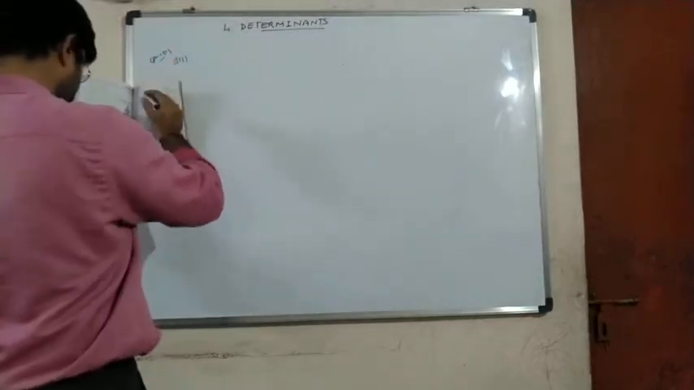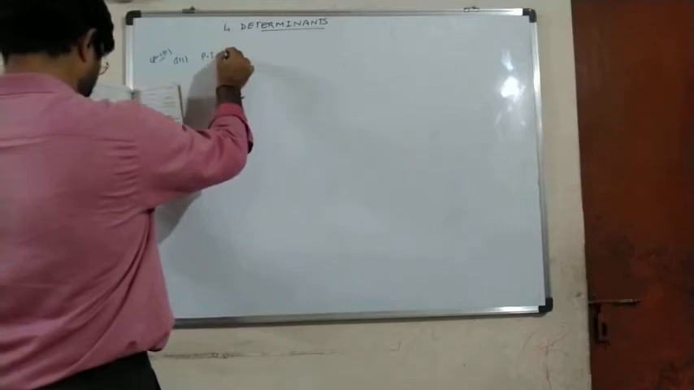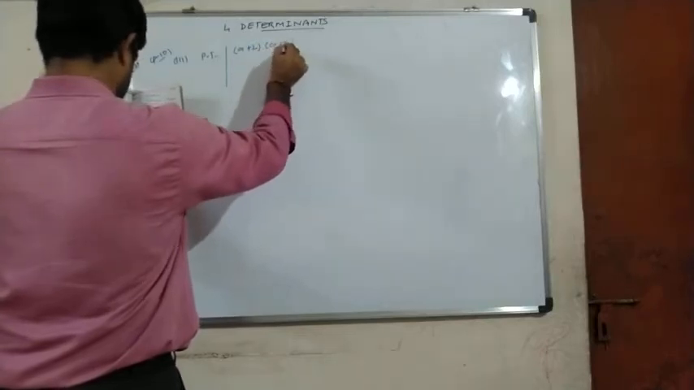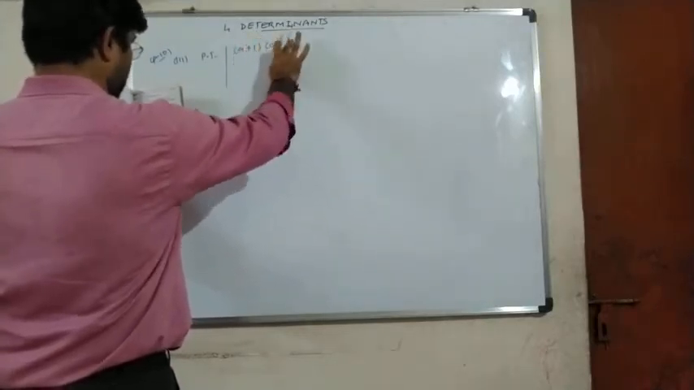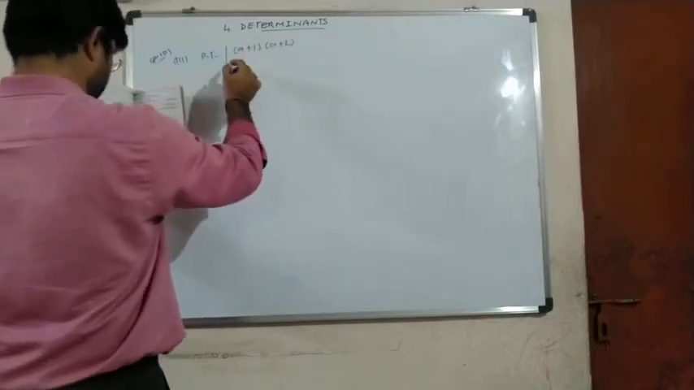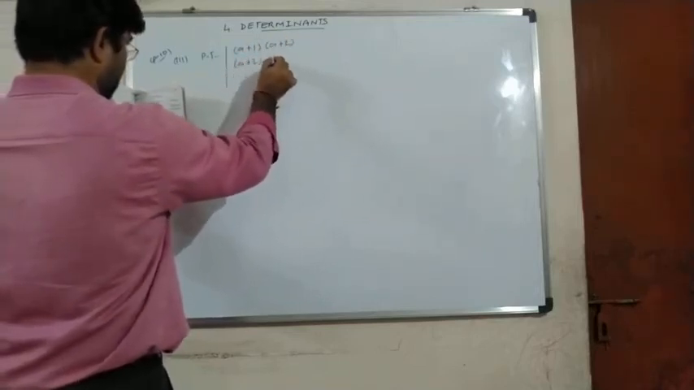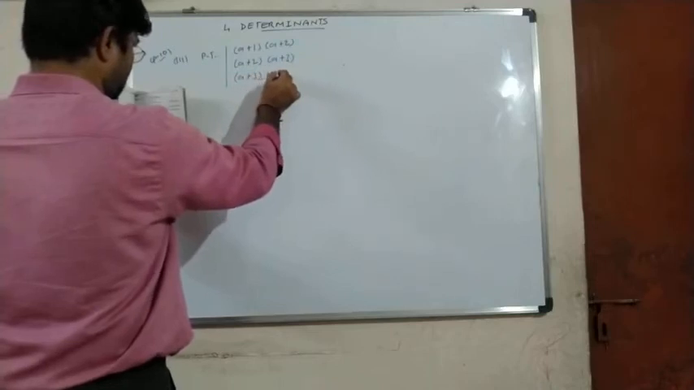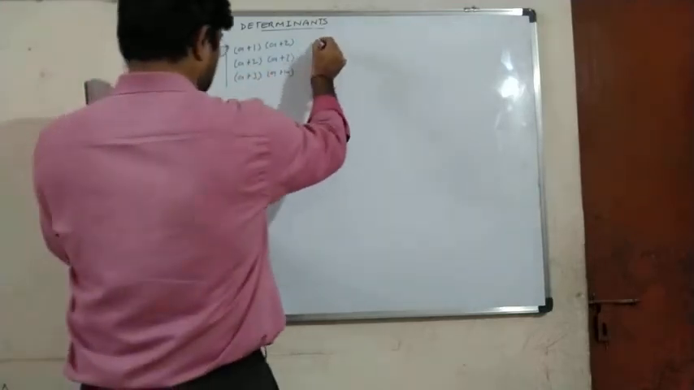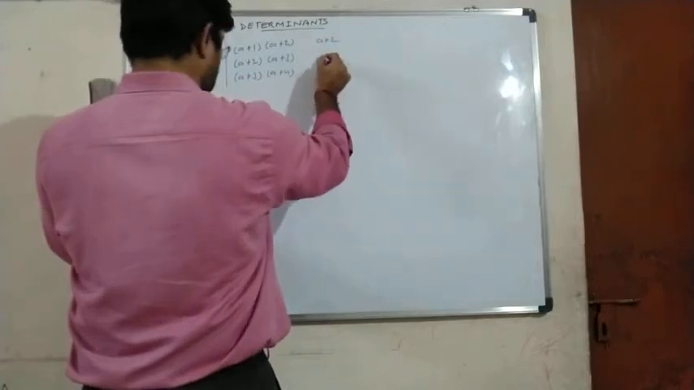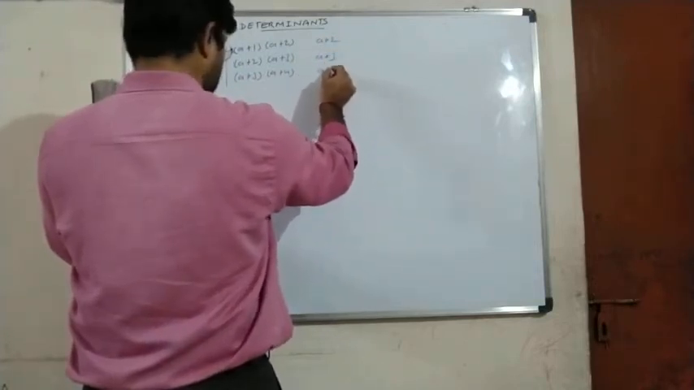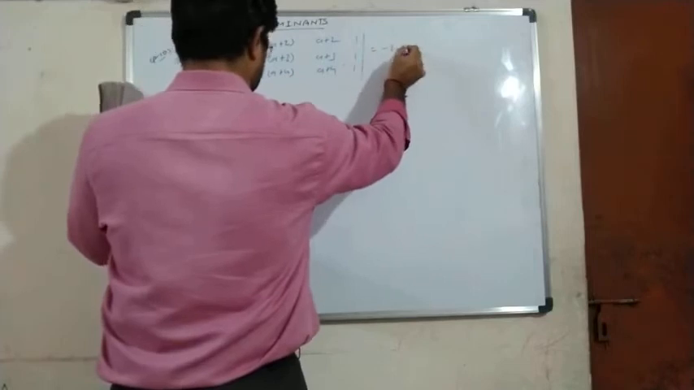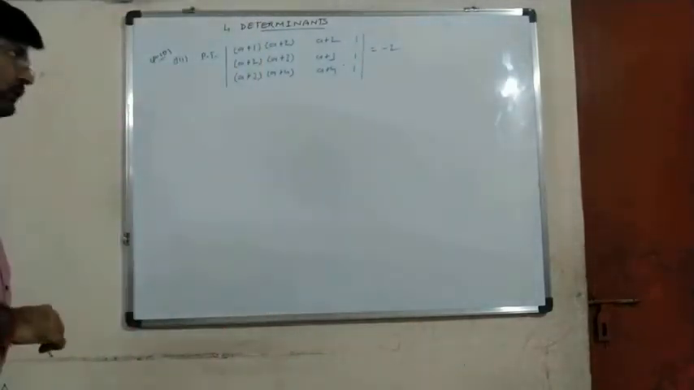Question number 10, third one. We are given a determinant with rows a plus 1, a plus 2, 1; a plus 2, a plus 3, 1; and a plus 3, a plus 4, 1, and we have to prove that its value is minus 2.